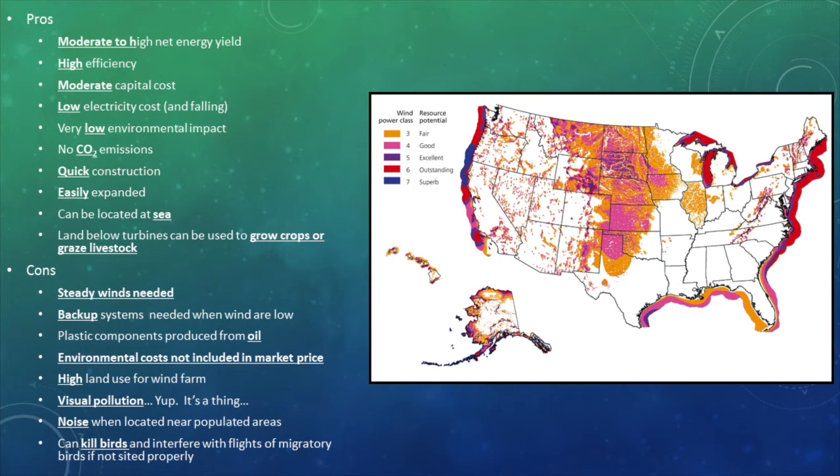There's high land use for a wind farm because you have to have a certain amount of space between each of the wind turbines. It can't be highly concentrated into a small area. There is what is called visual pollution, where people seem to think that wind turbines are ugly and they don't want them on the landscape. There's also going to be noise pollution as well if you're near a highly populated area. And this one probably sounds a little weird, but wind turbines can kill birds and interact with migratory birds' pathways.